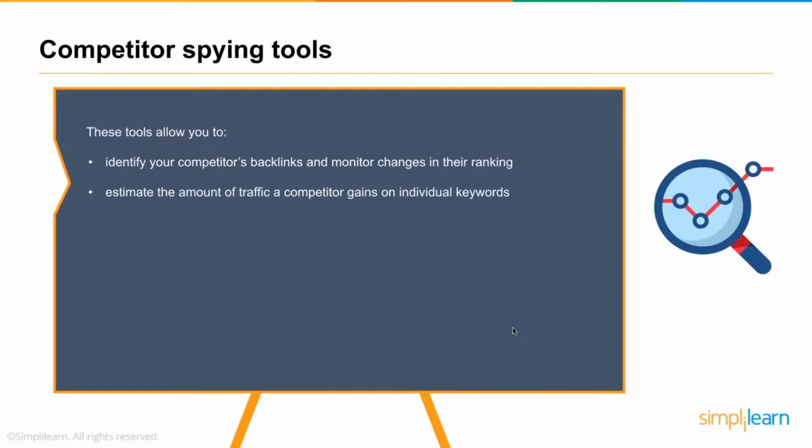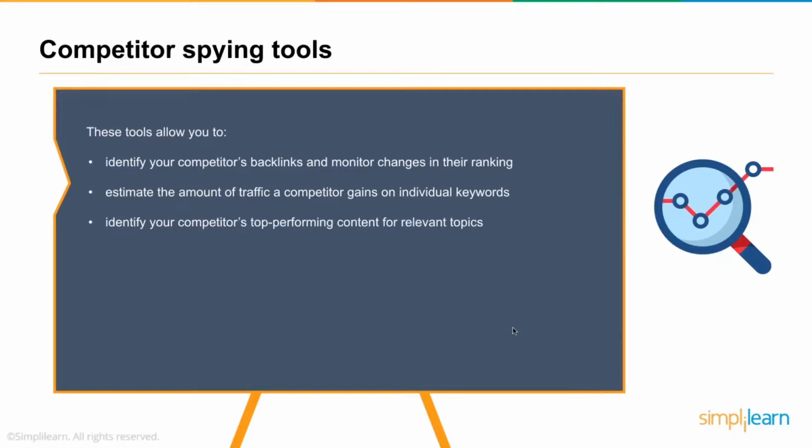Another example would be, how much traffic a competitor is gaining on certain keywords. This could go either way. For paid search, organic search, what are competitors bidding on? Are they really getting traffic from those keywords? There are tools out there that help us leverage what our competition's doing.